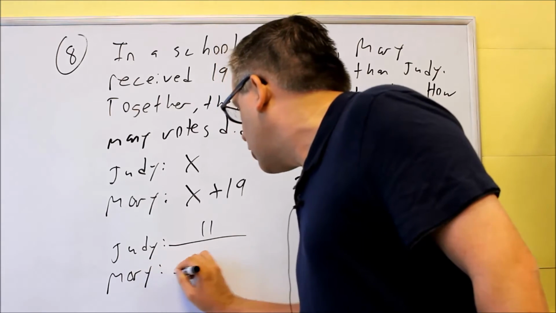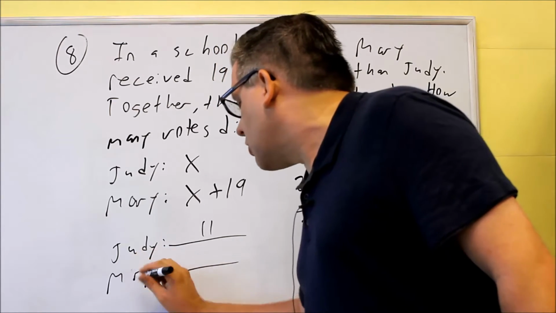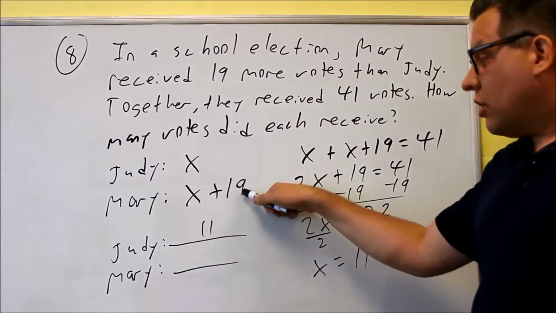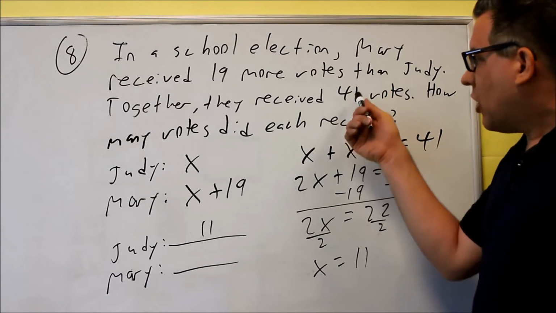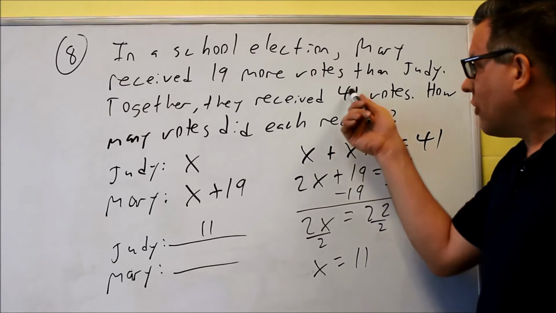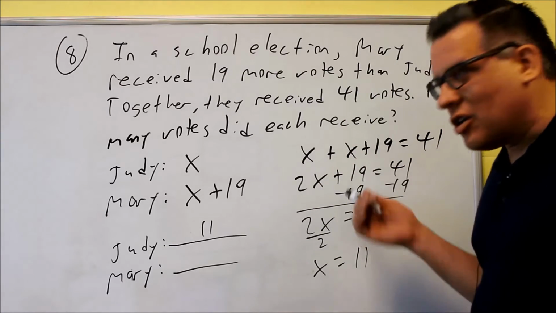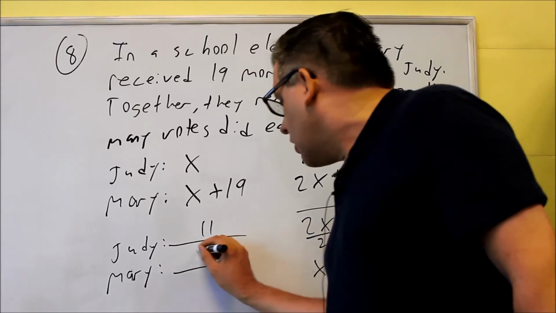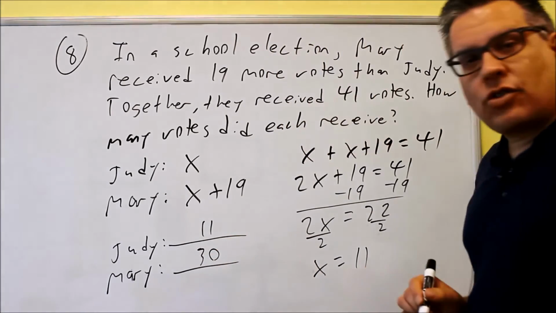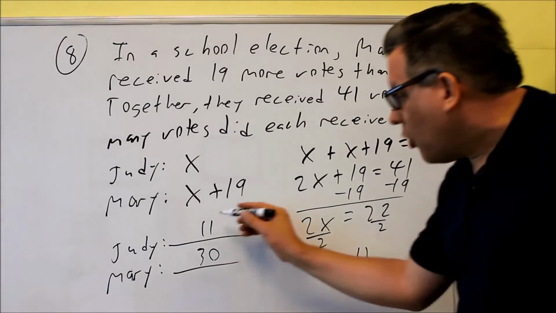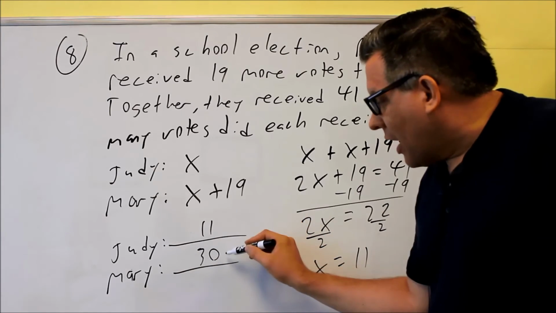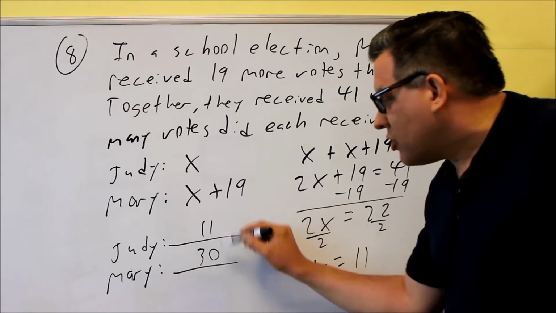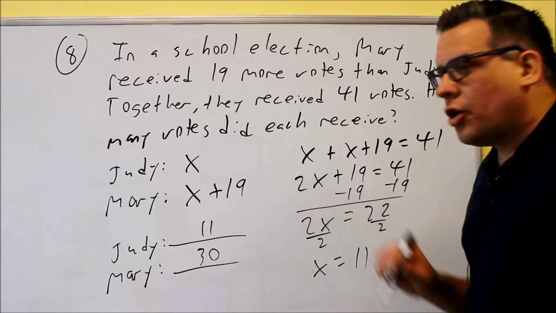Now, how do we find the one for Mary? We can do that two different ways. We can actually just put in 11 in here and just add 19 to it. Or, since the total amount of votes is 41, I could take 41 minus 11. So either way I do that, doesn't matter. I'm going to get 30 for the answer for the other one. Both of these have to add up to 41, which they do. And Mary has 19 more votes than Judy when we take a look at the two numbers, so we know this is going to be correct.